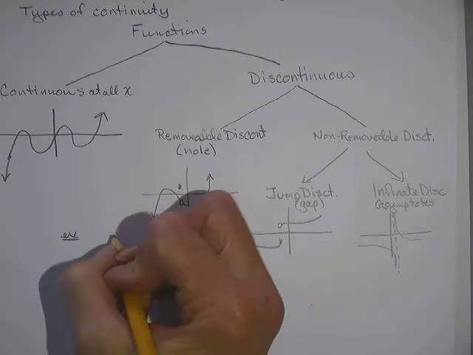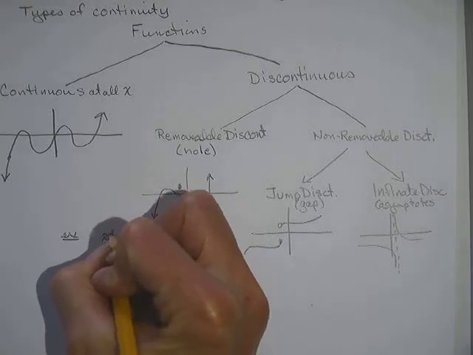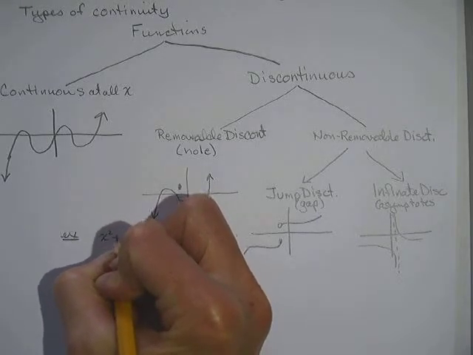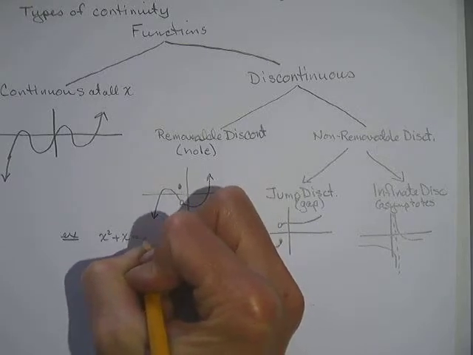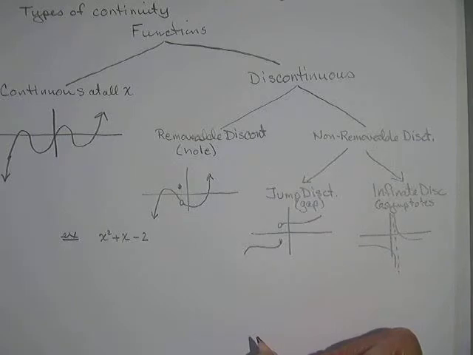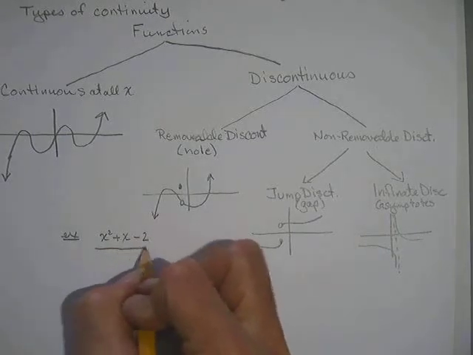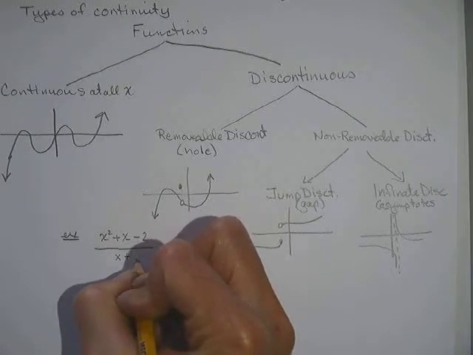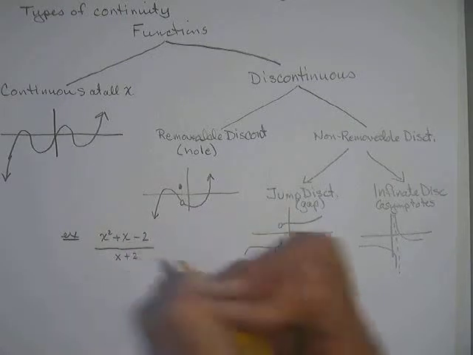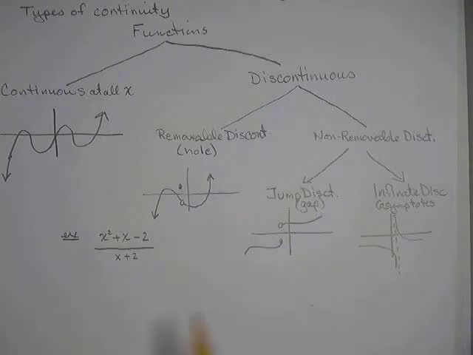I'm going to give you an example of something that's a hole, or a removable discontinuity. An example would be if I had x squared plus x minus 2, and then in my denominator, I have x plus 2. Okay?